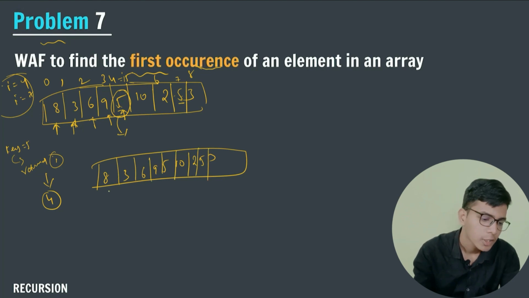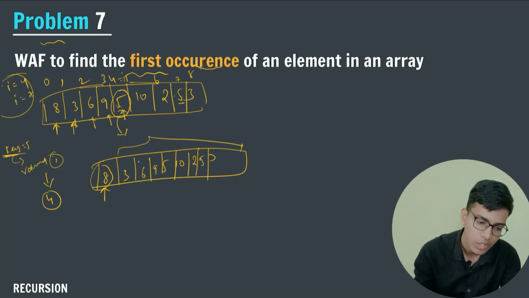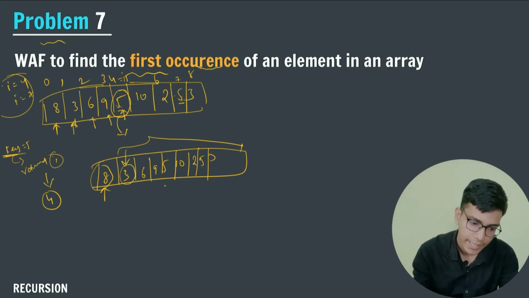Yeah, this is my array. So I will check first of all for the first index. I will check whether my key, here key is equal to 5, is equal to the element present. No, it is not. Then I will call my recursive function on the rest of my array, and I will check for this element. So my key is 5 and the element present is 3, so I will call the rest of my array.